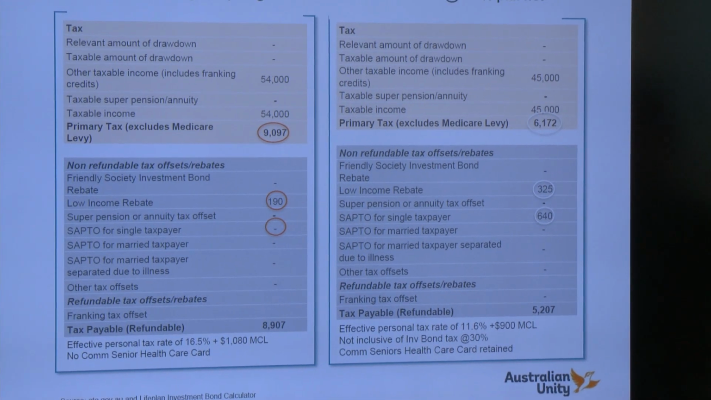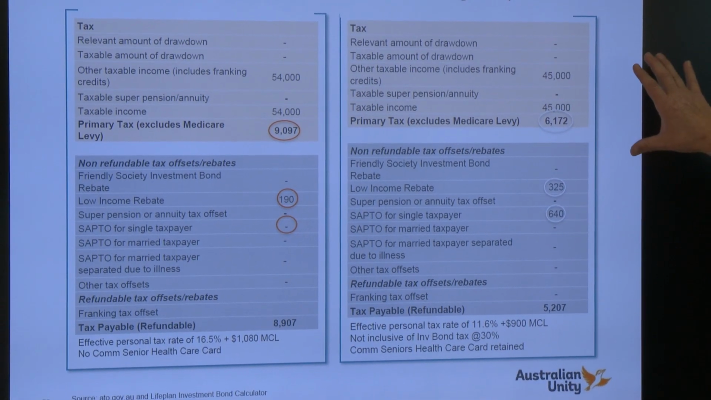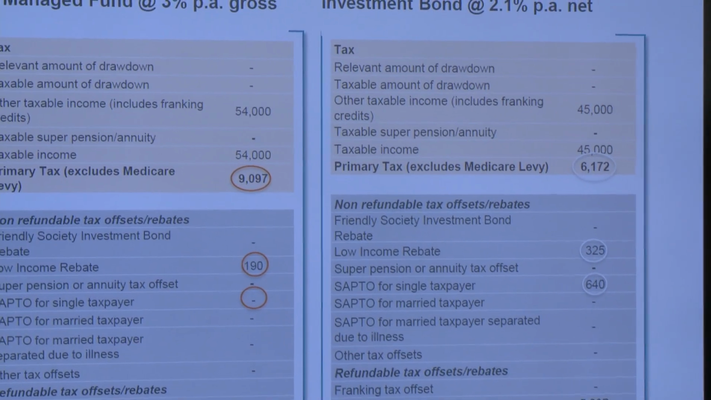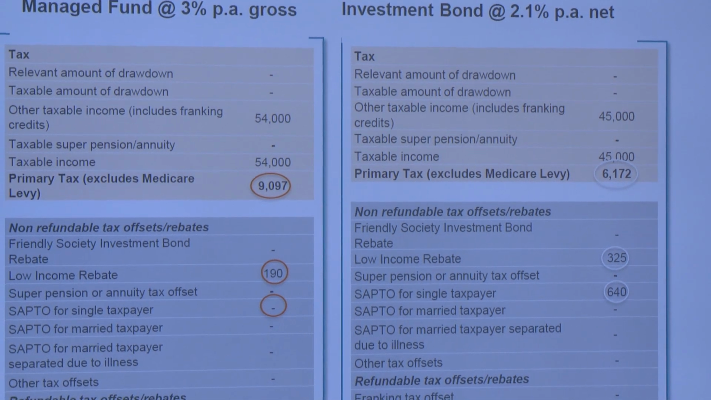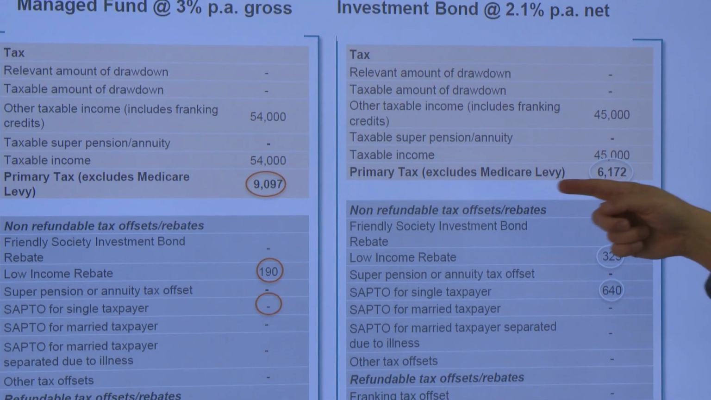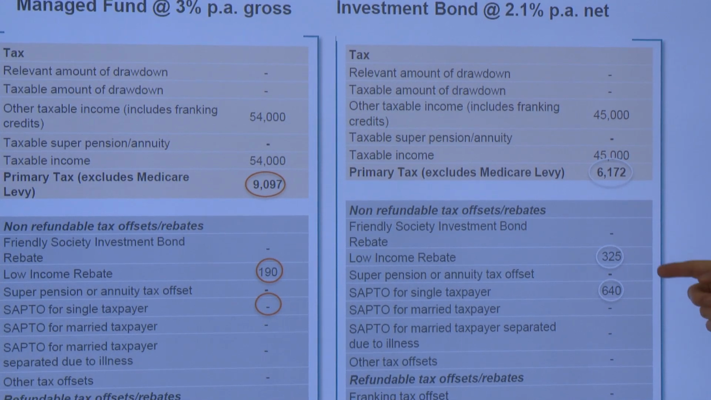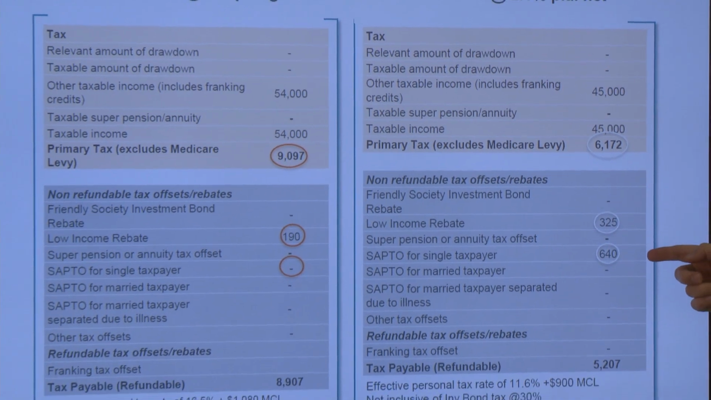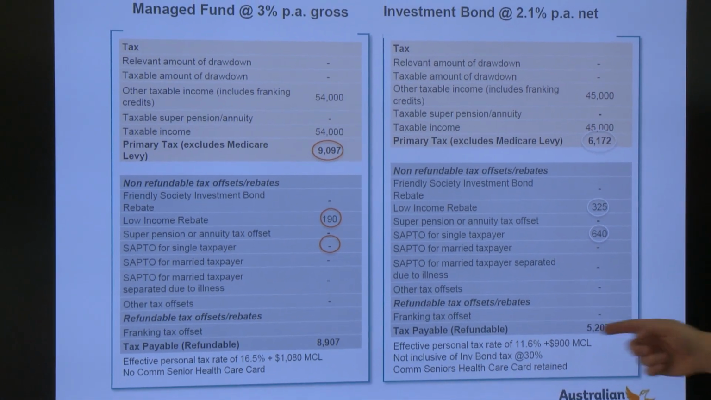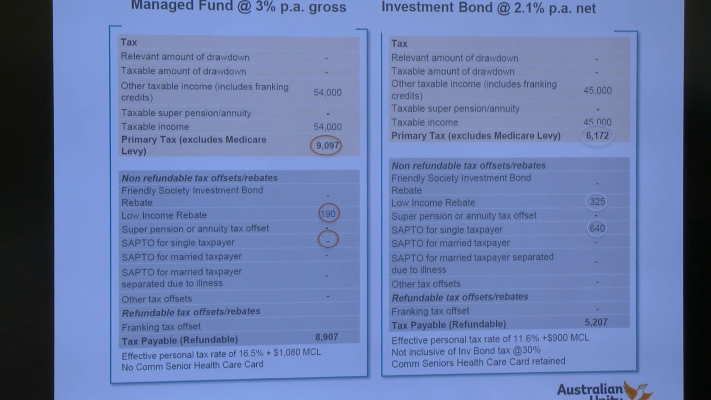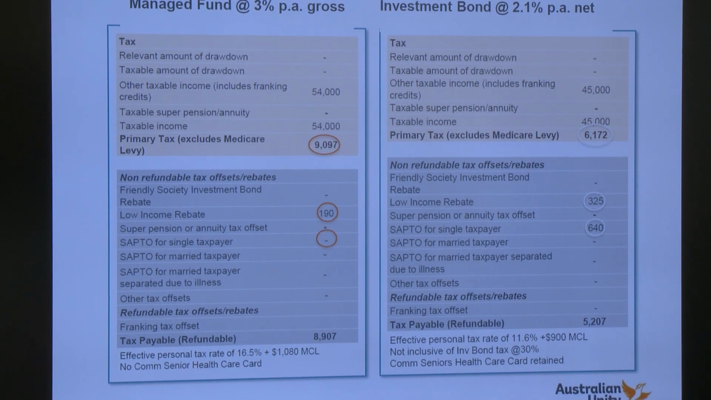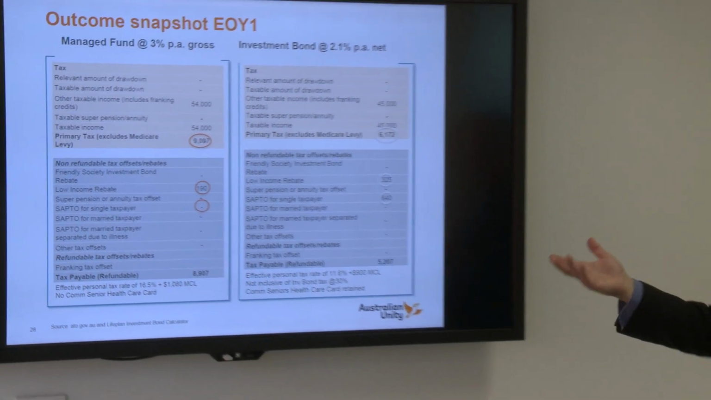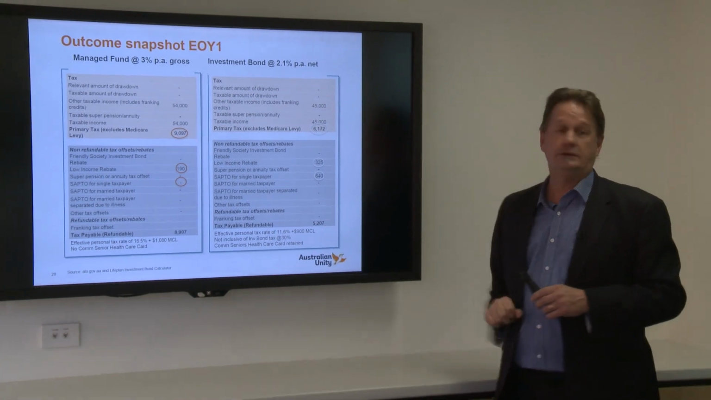If she was to use the investment bond, here's her picture. She's still got an income of $45,000 and tax payable on that is $6,172. Because her income is still quite low compared with the first example, she picks up a low income rebate. She also picks up the senior age person's tax offset. So her tax payable is $5,000 on her $45,000. The money sitting in the bond is still growing. She's still getting a return there, but it's compounding within the bond. And she retains her seniors healthcare card.